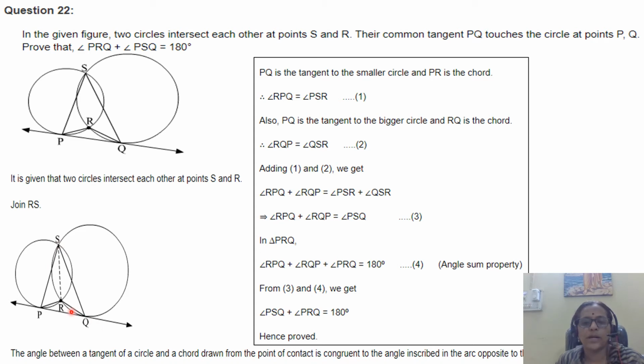Right? Now in triangle PQR, the sum of the three angles of a triangle is 180 degrees. Angle P plus angle R plus angle Q is 180 degrees. So observe your equation 3 and 4. What you have? Angle PSQ plus angle PRQ is equal to 180 degrees. You can replace this angle by angle PSR and you can replace angle Q by angle RSQ. So you get angle PSQ plus angle PRQ is equal to 180 degrees.